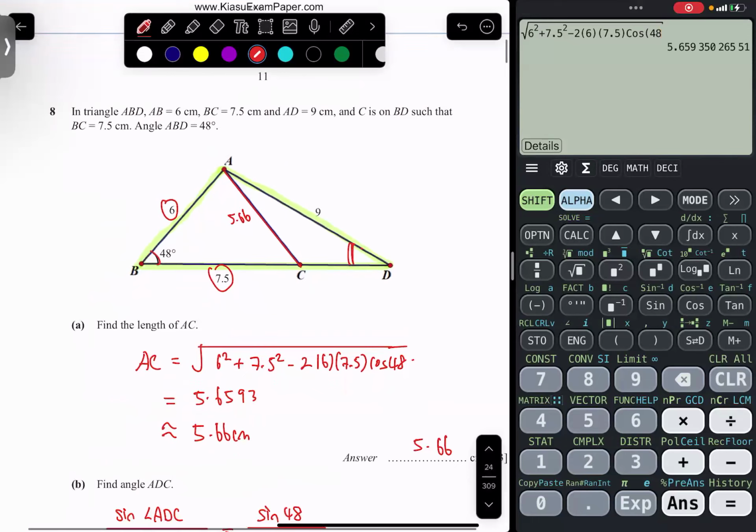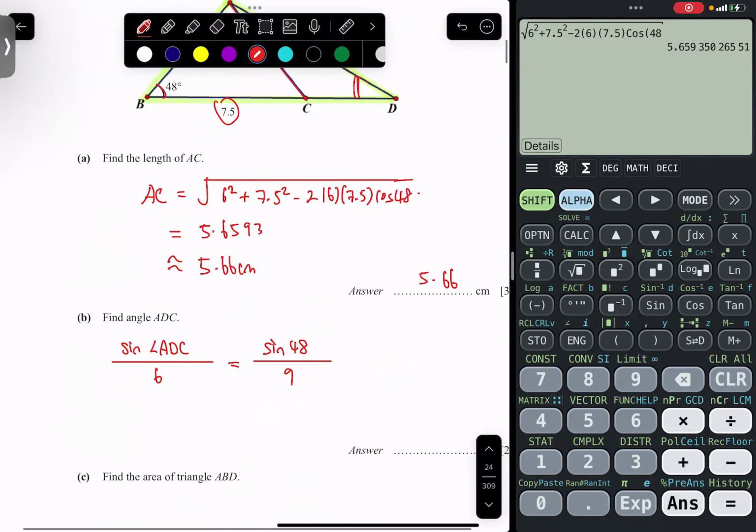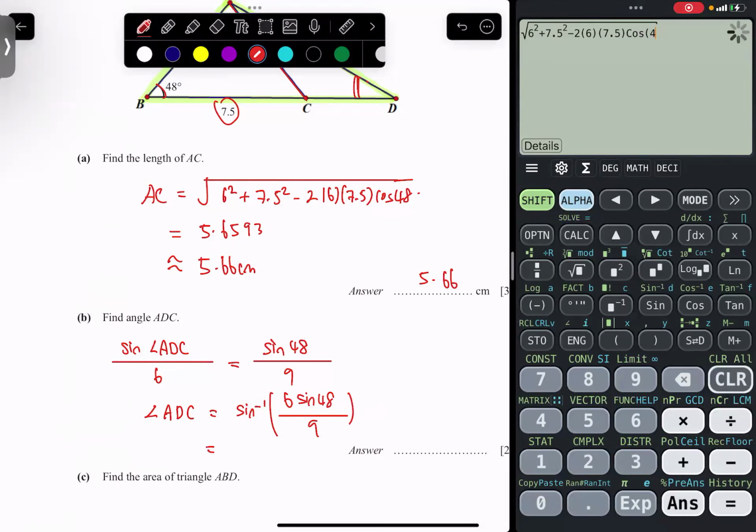Let me check. Yeah, correct. So angle ADC will equal sine inverse of 6 sine 48 over 9. So key into the calculator: sine inverse bracket 6 sine 48 over 9. So 29.70.